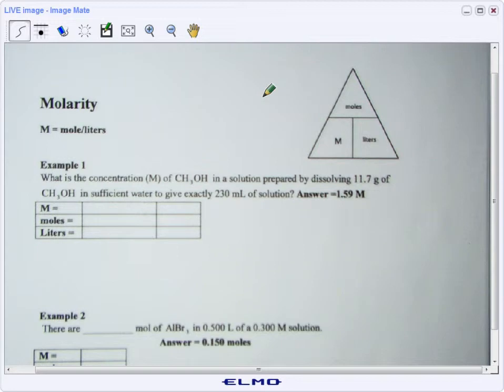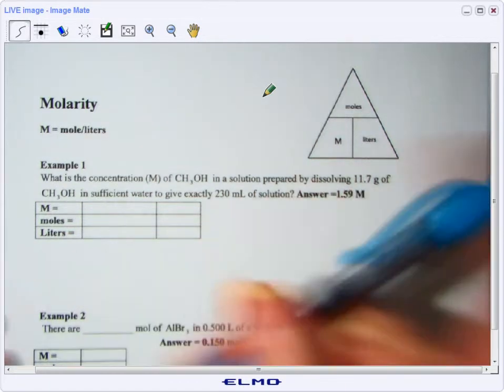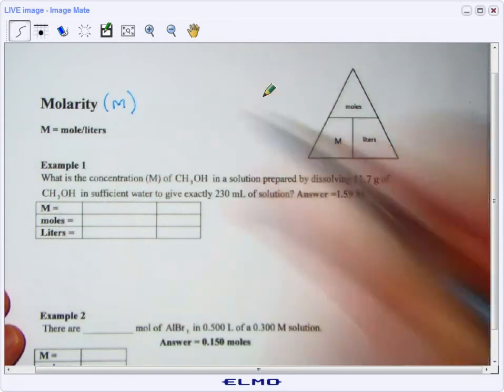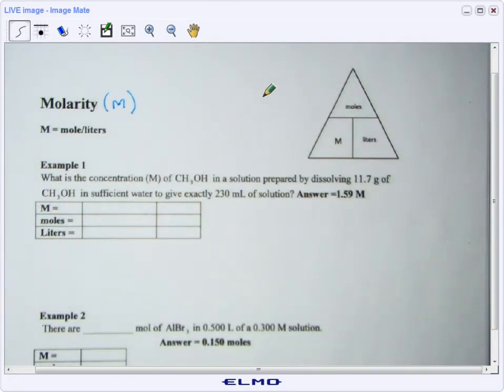So we need to be able to identify how concentrated, how strong or weak or dilute a solution is going to be. And we do that with molarity. And molarity has units. We use a capital M. So anytime you see a capital M behind something, that means molarity.